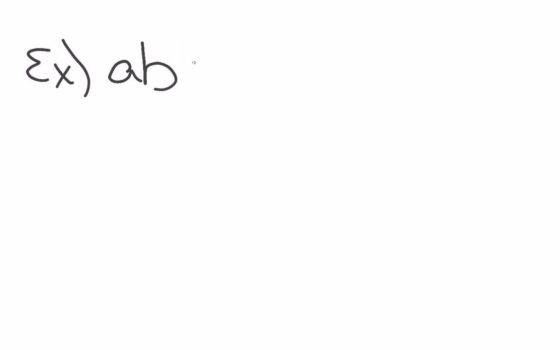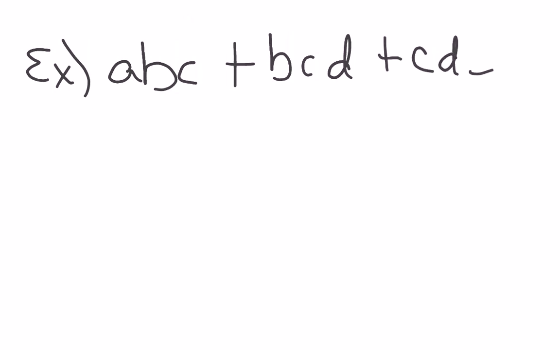We're going to have ABC plus BCD plus CDE. Every time we're given a polynomial, our first step, always and forever, is to look for a GCF, or greatest common factor. So we look at every term. In this case, there are 3 terms, and we're seeing if there's something in common that we can pull out of all of them. They all have a C in them, so we're going to pull a C out to the side.